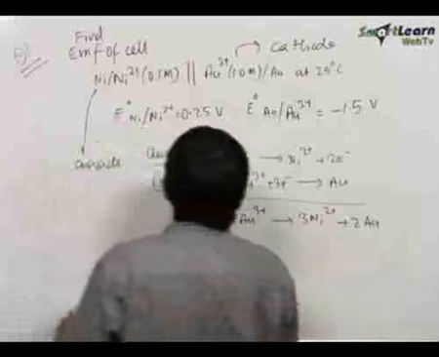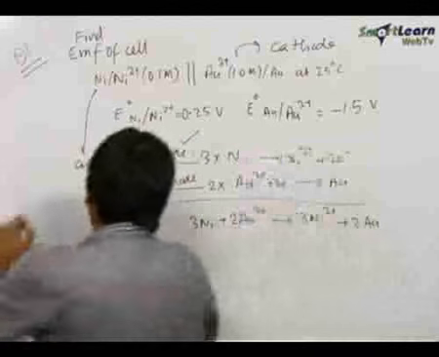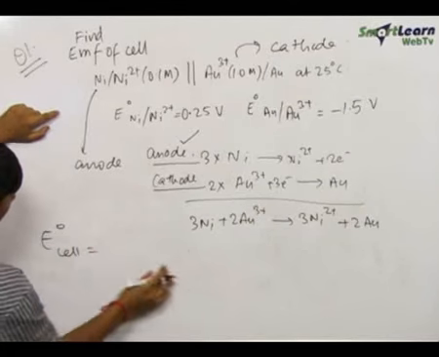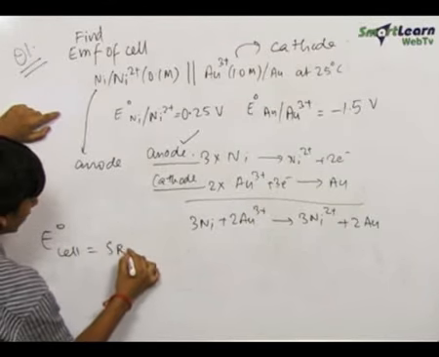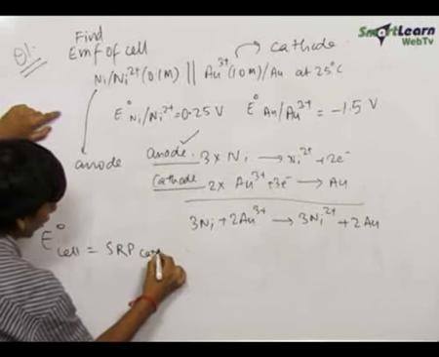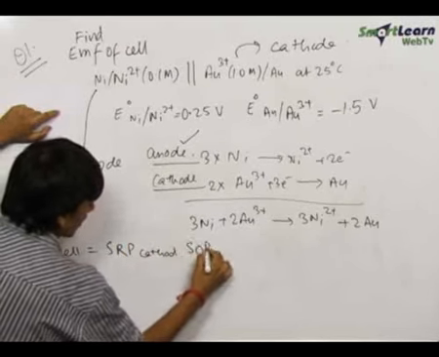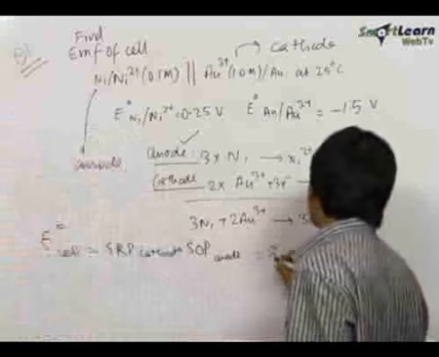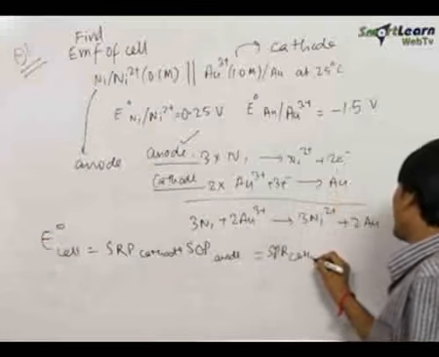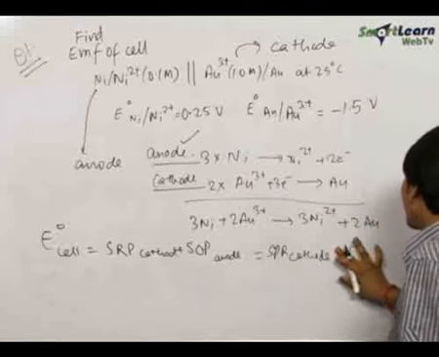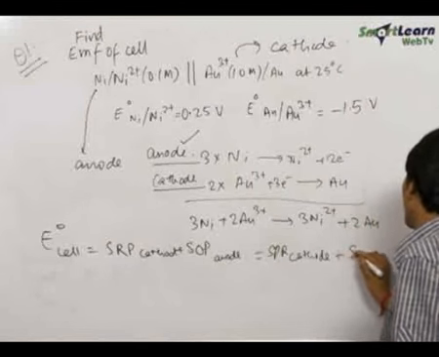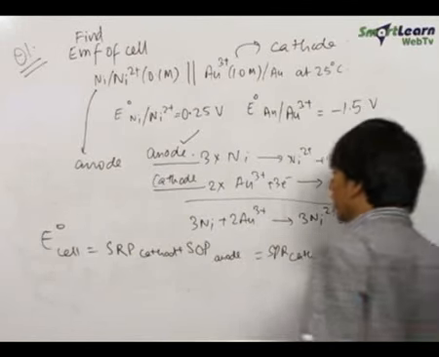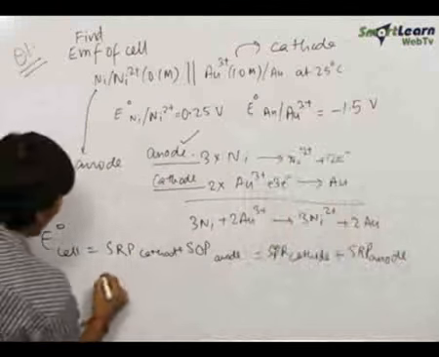Also, the standard potential for the cell can be written as the SRP of cathode, that is, the standard reduction potential of cathode, plus the standard oxidation potential of anode. This can also be written as SRP cathode minus SRP anode. You can remember any of these formulas. Now let us use this formula.